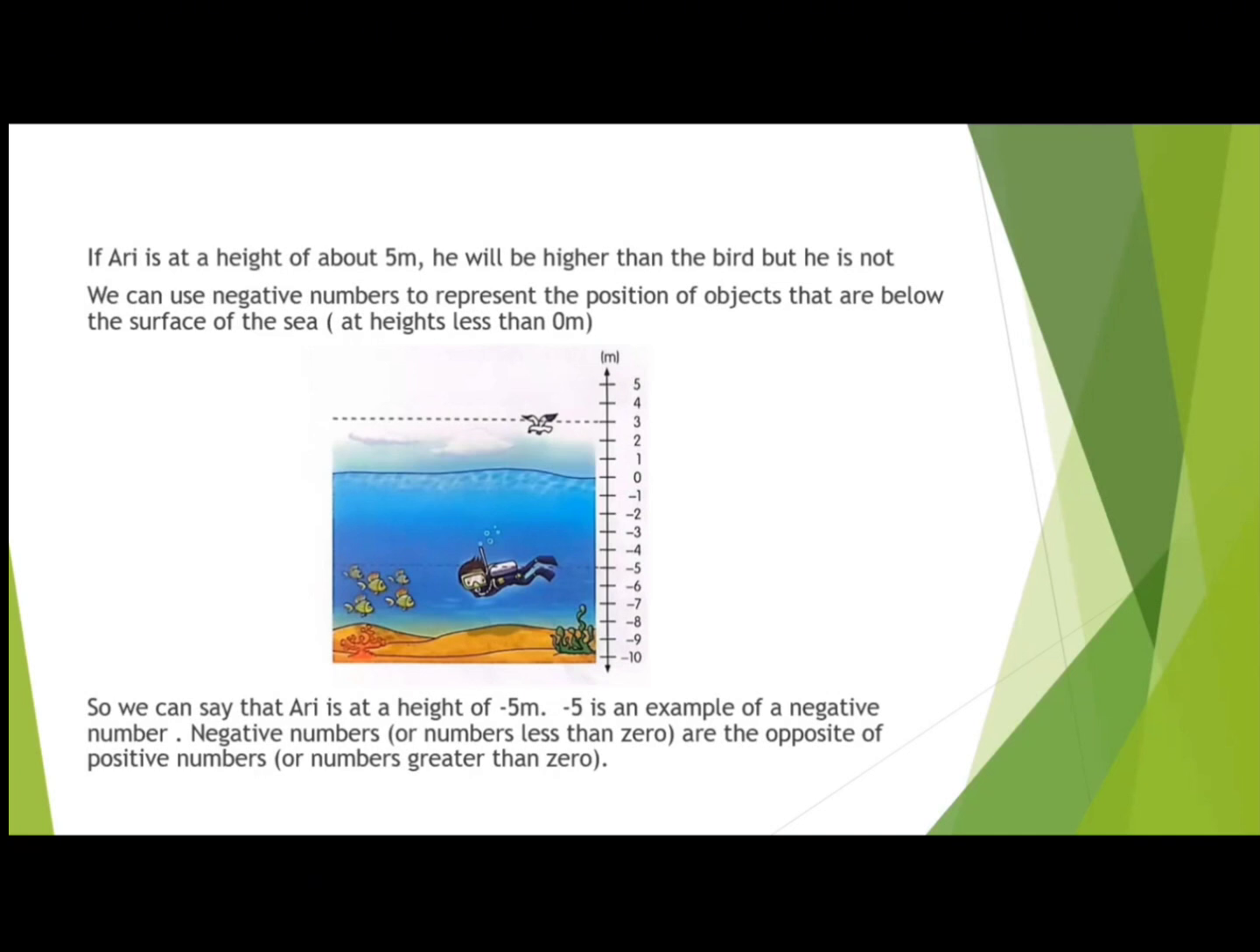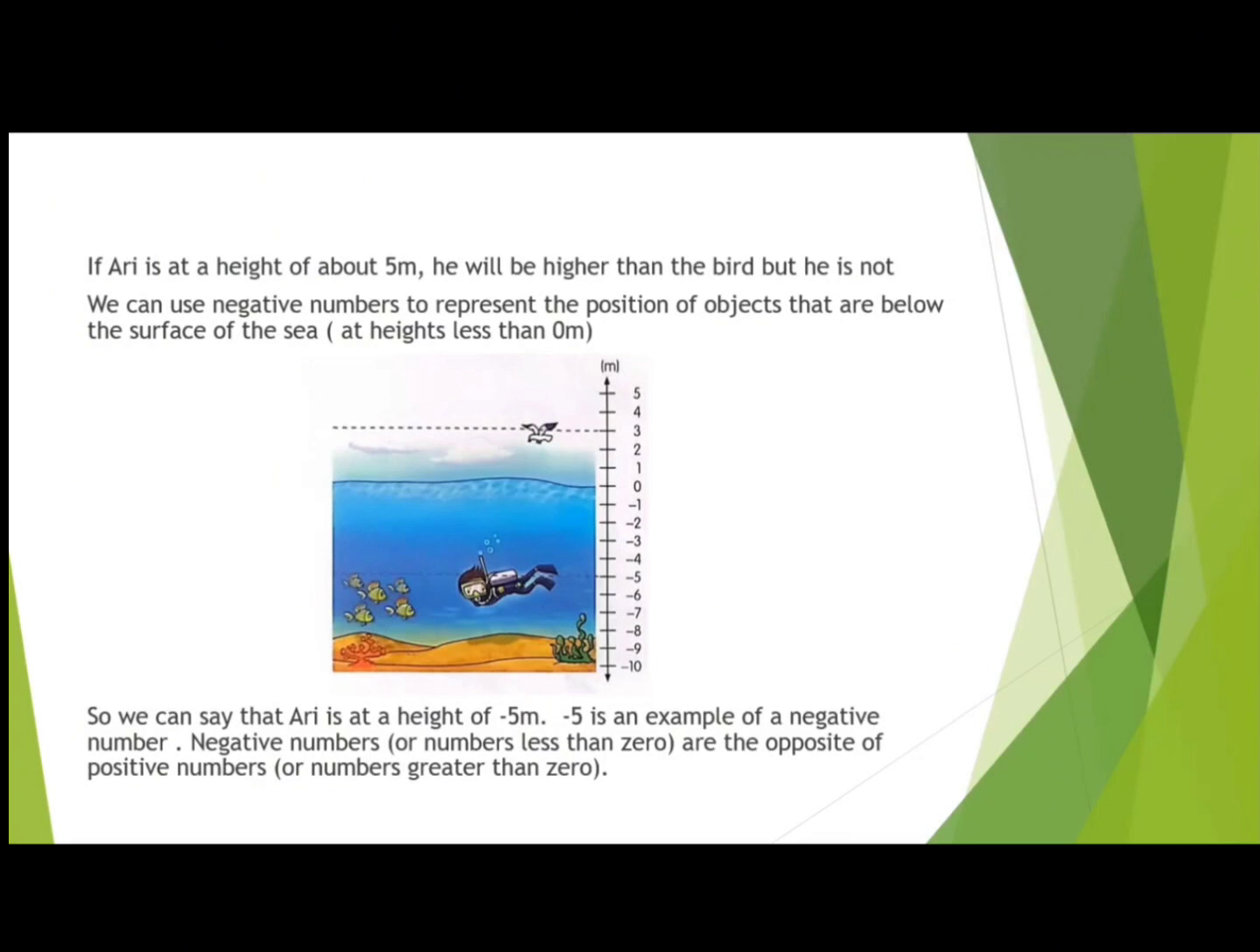So we can use negative numbers to represent the position of objects that are below the surface of the sea. To represent these, we can say it's a negative number of meters. So we can say that Ari is at a height of negative 5 meters. So negative 5 is an example of a negative number. Negative numbers are less than 0 and are the opposite of positive. That means if I have 1 here, I'll find negative 1; 3 in positive and 3 in negative, and so on.